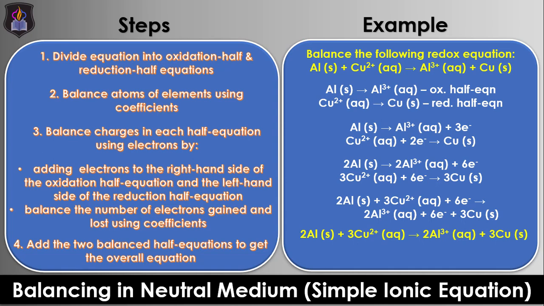For the charges, the total charge on the left hand side is +6, distributed as follows: 0 from the 2 moles of aluminum and +6 from the 3 moles of copper 2 ion. Similarly, the total charge on the right hand side is +6, also made up of +6 from the 2 moles of aluminum ion and 0 from the 3 moles of copper. So, we are good to go.